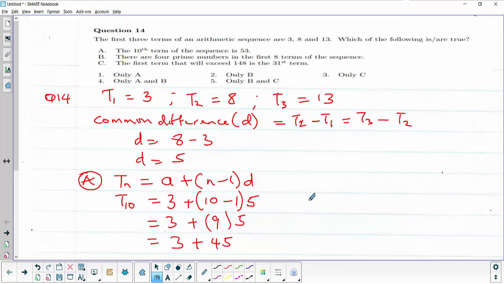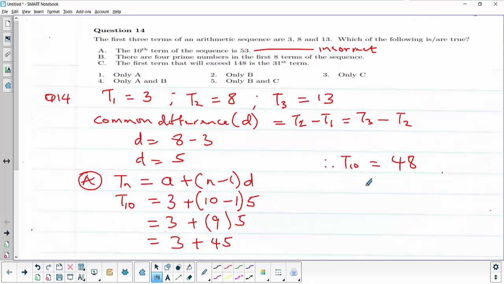We are going to have 3 plus 45. And so when you evaluate this one, we can say T10 is equal to 48. Do we have 48 from the answer? No. So this is incorrect, because our T10 is supposed to be 48. So let us go to B now. It states that there are 4 prime numbers in the first 8 terms of the sequence.